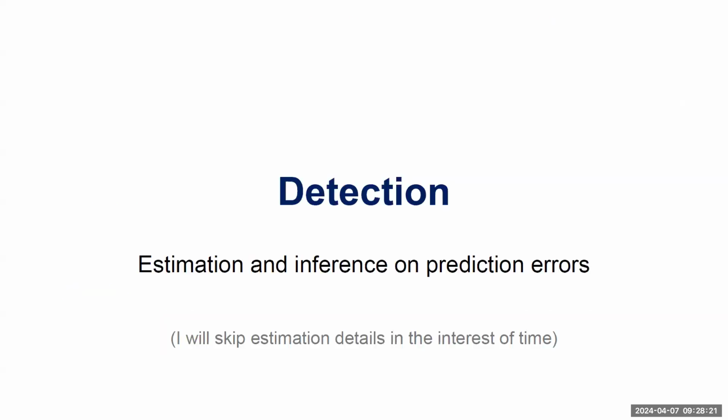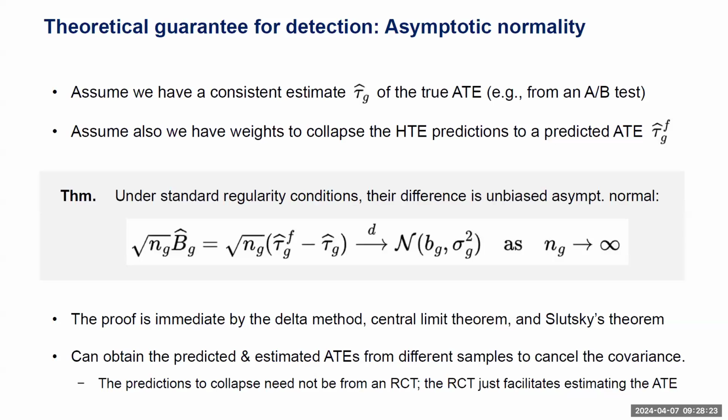Okay, I will go a little bit into estimation. So just assume that we have a consistent estimate of the true average treatment effect. That is basically an estimation task. So it could just be that you use a sample difference in means, or sample ratio of means, from a randomized controlled trial, right? Or you use a regression adjustment estimator, or your favorite machine learning, or even a structural model to get this. Let's assume also you have some weights, so you can collapse your heterogeneous treatment effects to a predicted ATE.